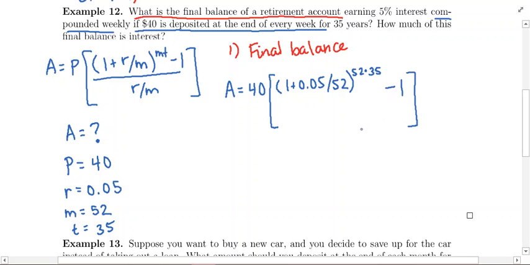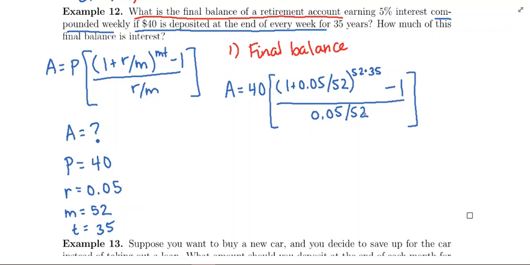As soon as you finish with the exponent, then you have to go out and subtract 1. Don't forget about that 1. Everything is divided by r over m. So this is exactly how you would plug into it. We are going to go to the calculator and put this in to get our account balance.